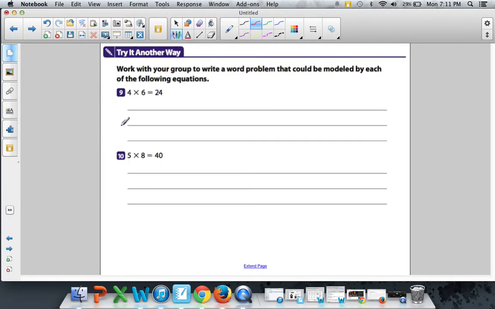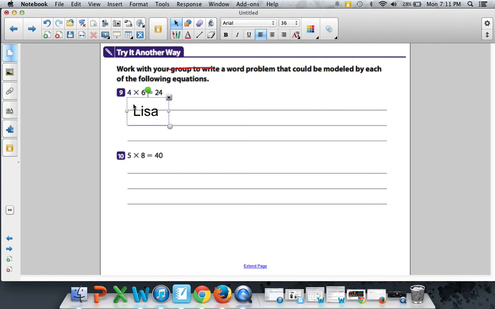2 more and then we're done for tonight. Work with your group. Haha, you're by yourself. No group. Ha ha ha. Write a word problem that could be modeled by each of the following equations. This is actually fun because they give you the numbers and you get to make up something. Watch. See how they have 4 times 6 equals 24? Watch, watch.